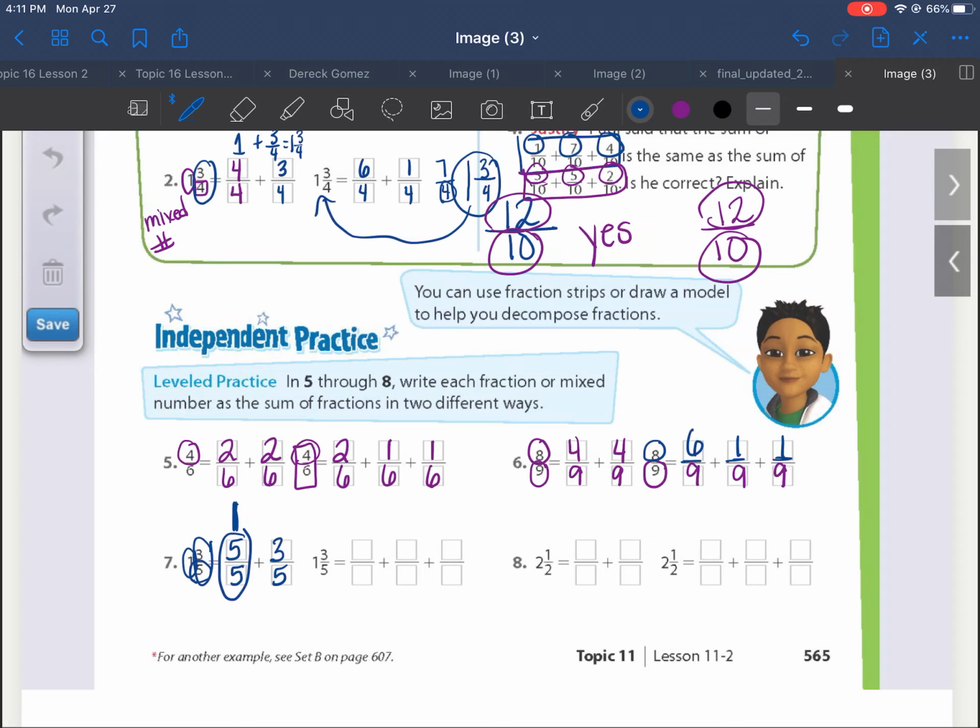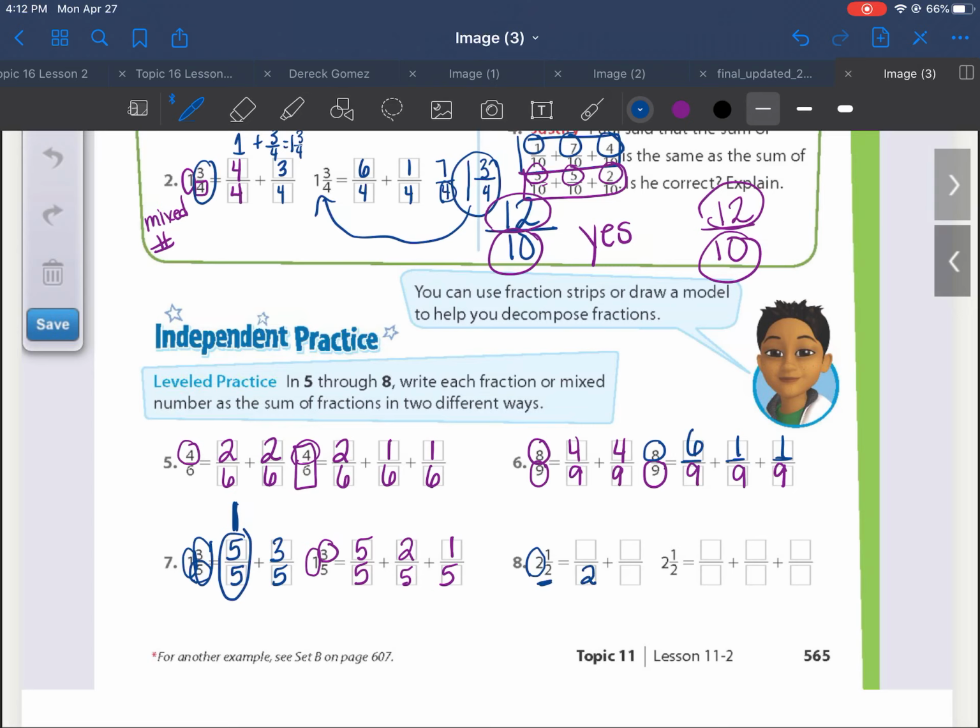And then we need to add the 3/5. So 5 over 5 means 1 whole. Plus the 3/5 will be 1 whole and 3/5. If we go to the same fraction, how can we show that? We could do the whole, which would be 5 over 5. But I still need 3 over 5ths. So the denominator is 5. But how can I get to 3? I could add 2 plus 1. That would give me 3.